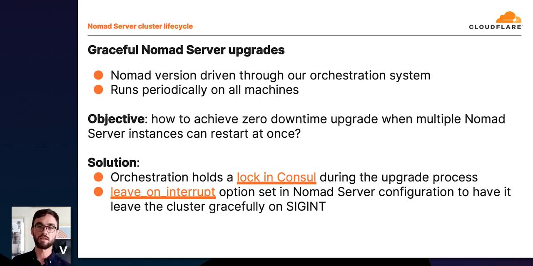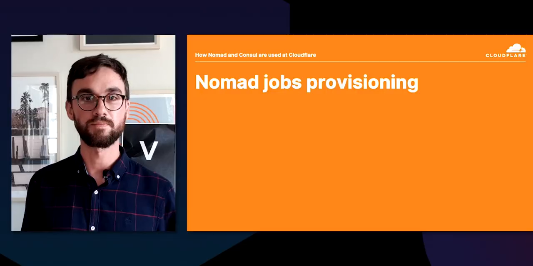And additionally, to get the Nomad server instance to leave the cluster gracefully when we stop it before upgrade, we use the leave_on_interrupt option so that it tells the other members of the cluster that it's leaving the cluster when it gets a SIGINT interrupt. Just to save a bit of time and also to add some additional reliability to the Nomad server cluster.